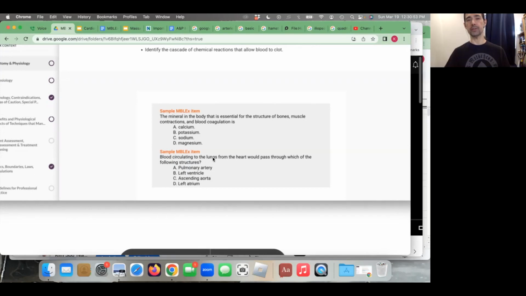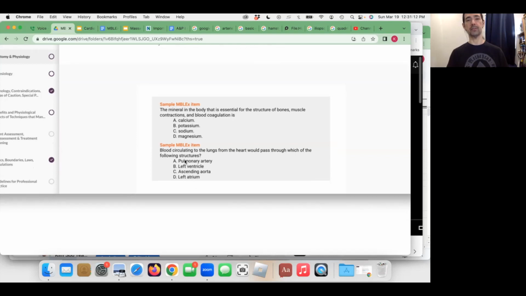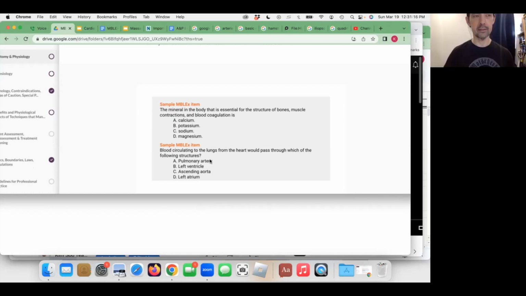Okay, next one. Blood circulating from the heart to the lungs would pass through which of the following structures? The pulmonary artery, the left ventricle, the ascending aorta, or the left atrium? And the answer is the pulmonary artery. And these will be clear today. We're going to go over these structures today.